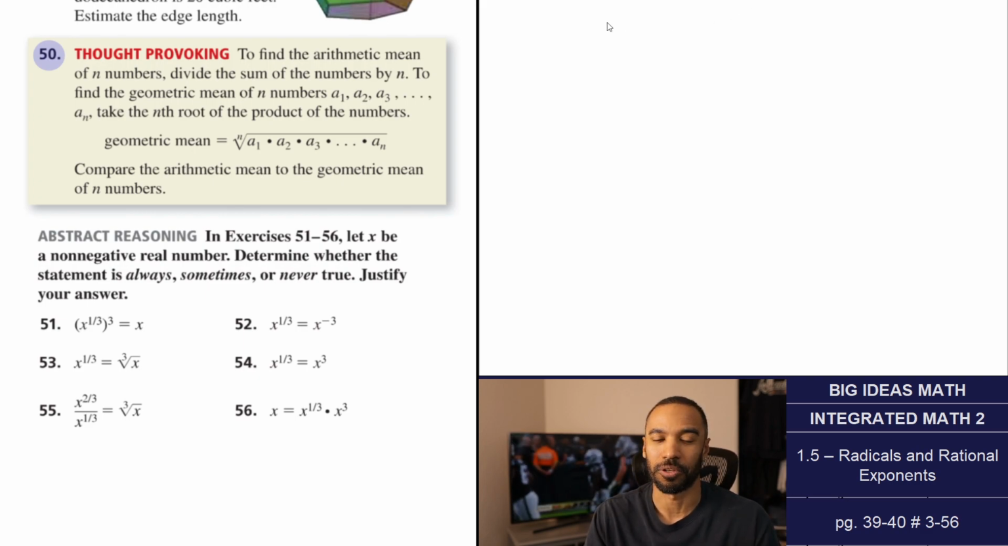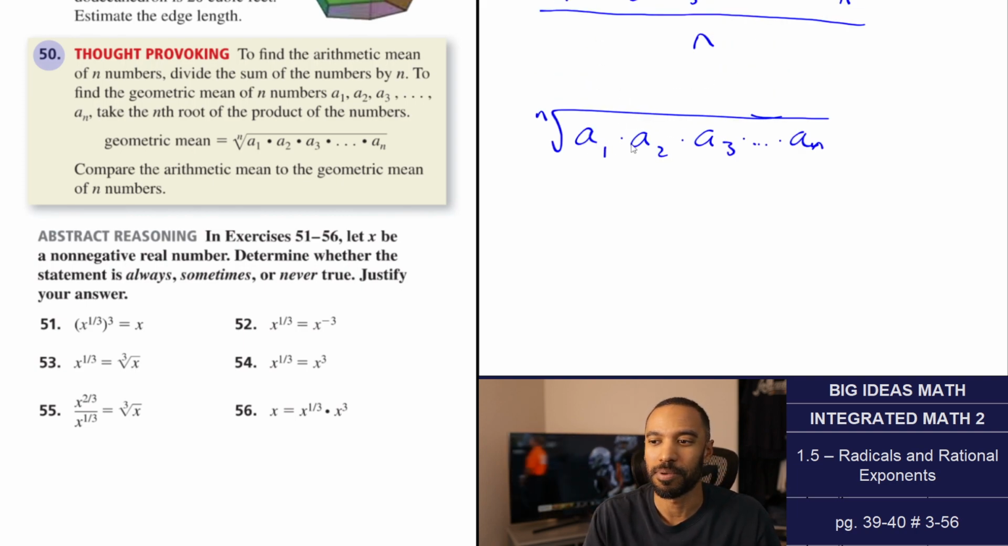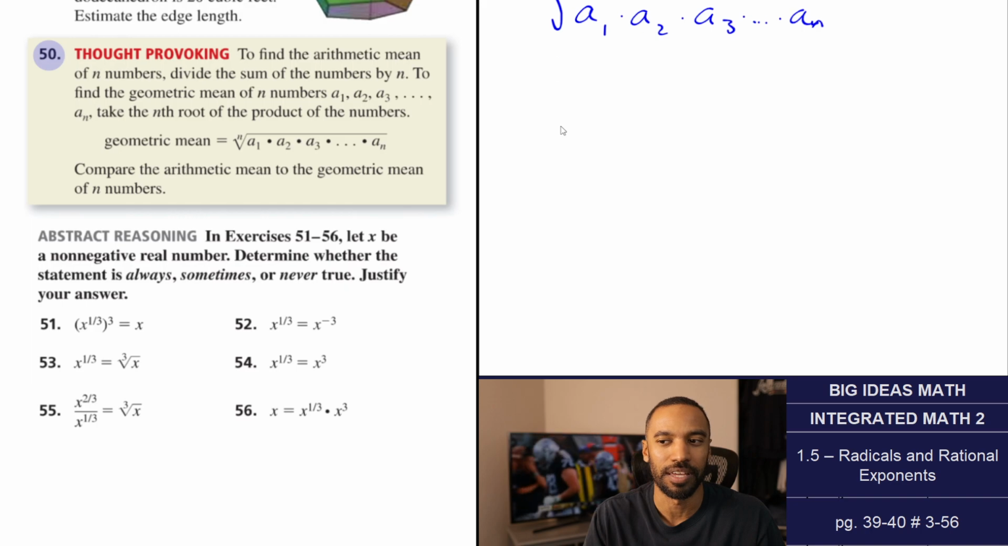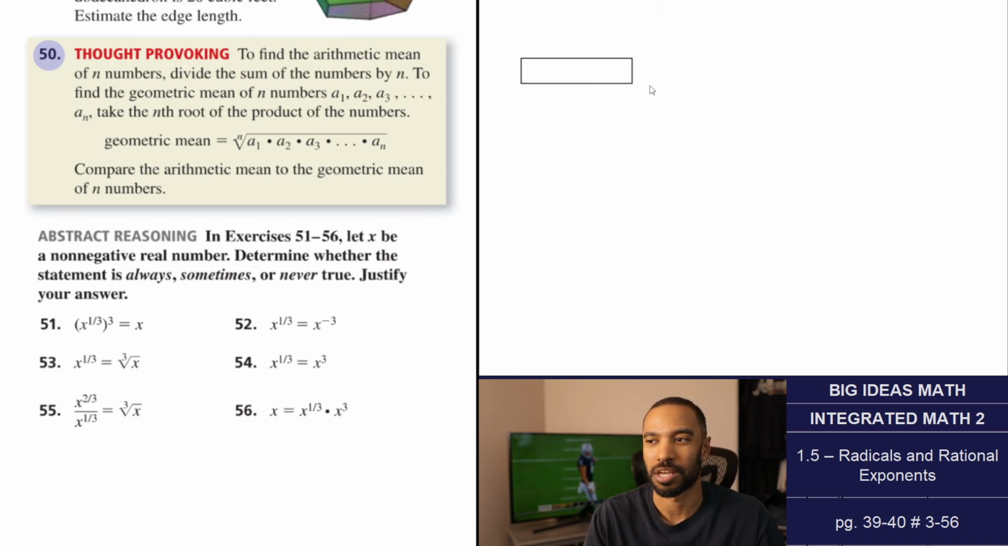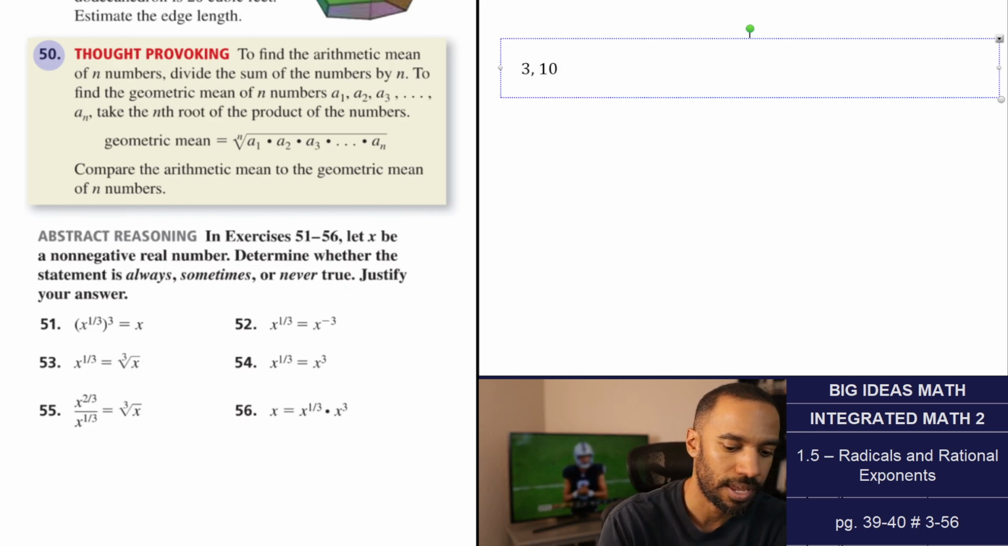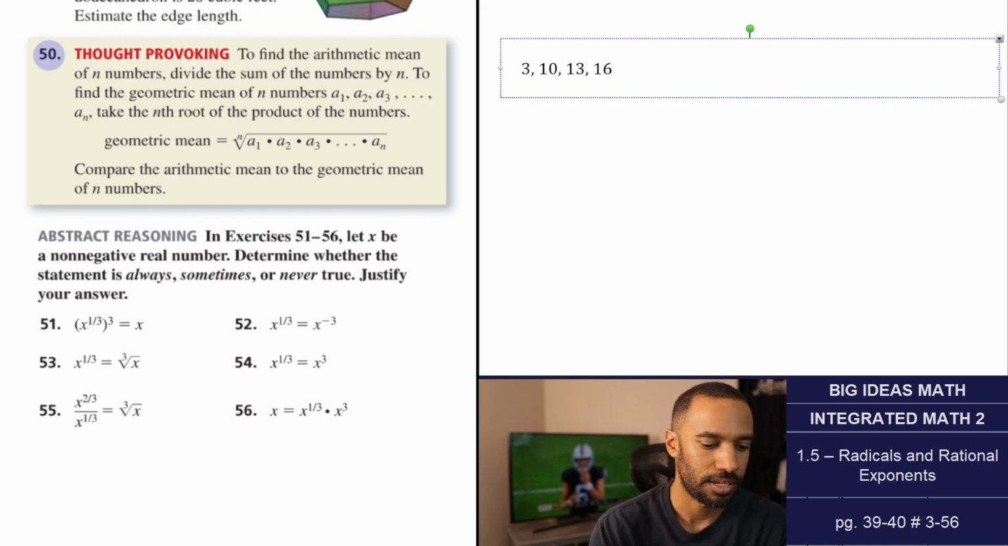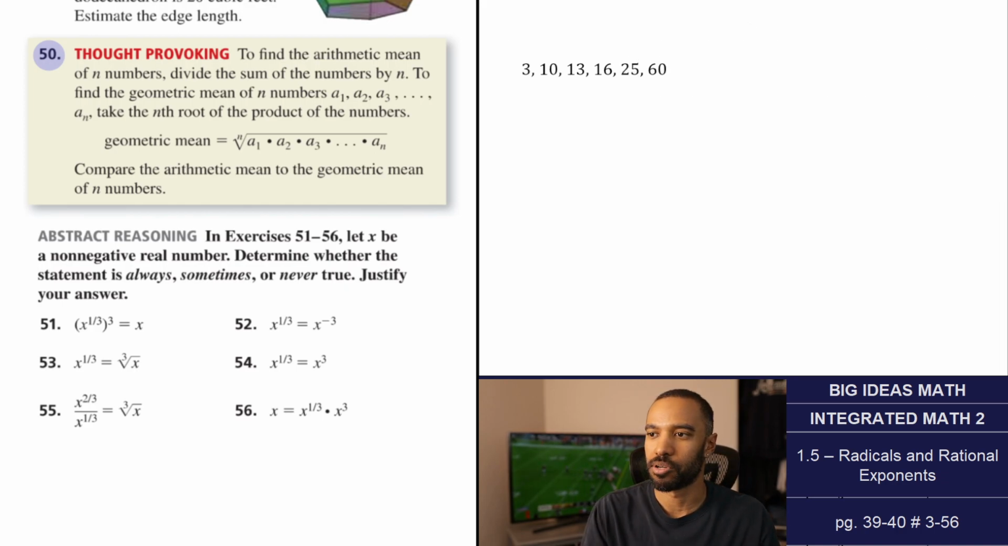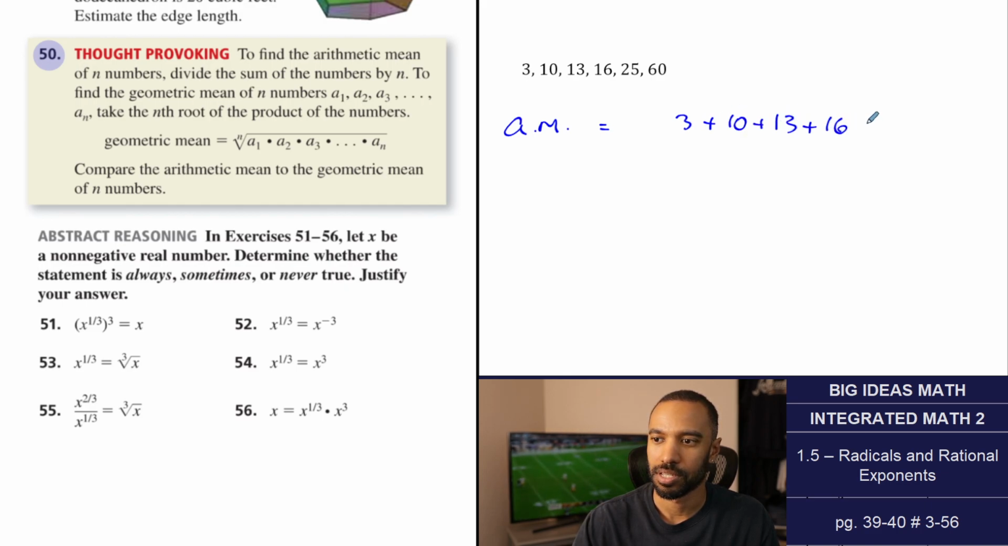I don't know if geometric means are larger or smaller than arithmetic means. I have no idea. It seems like you'd think geometric means would be, because of the multiplication, but then you take a root of it. Or maybe they're the same, in which case that'd be cool to do. So let's try it. Let's pick like 6 numbers. Let's do 3, 10, 13, 16, 25, and 60. All right, so I have 6 numbers here. Let's find its arithmetic mean. I'll call it AM. So we're going to do 3 plus 10 plus 13 plus 16 plus 25 plus 60 all over 6.